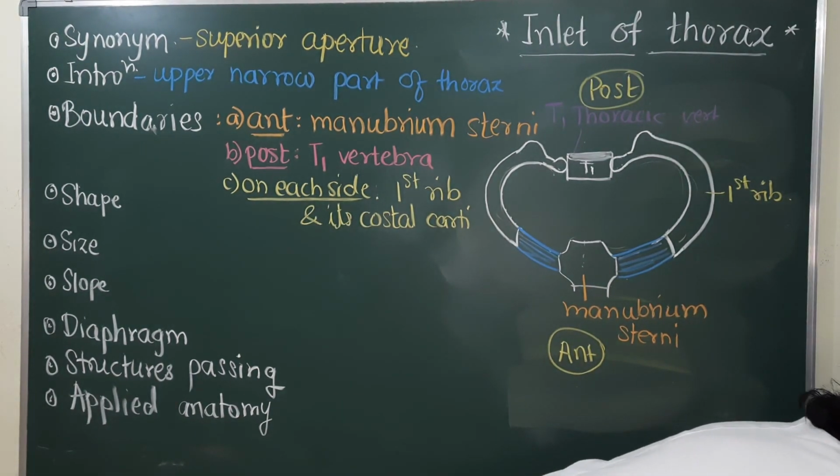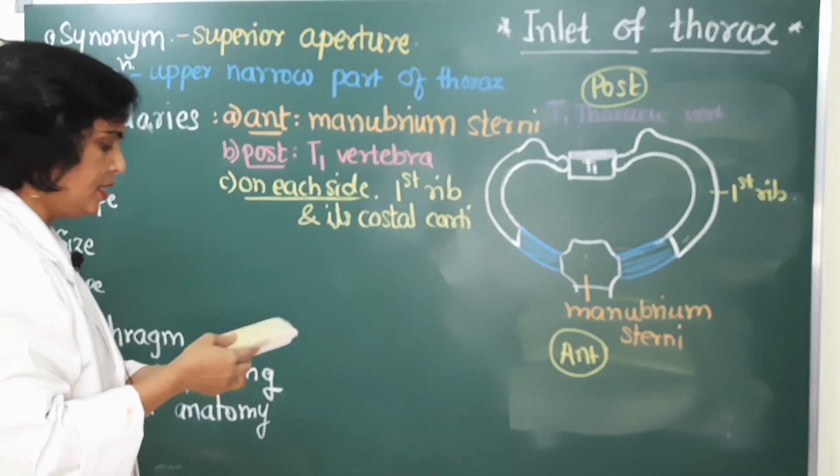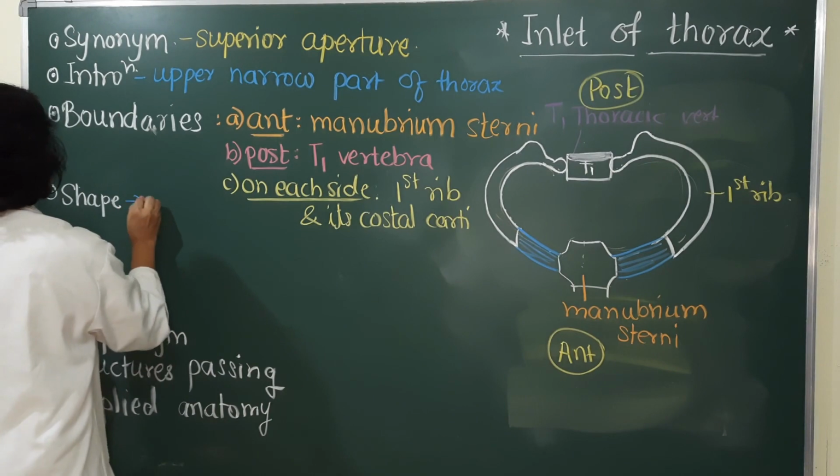Now coming to the next point, that is the shape of the thorax. The inlet of the thorax is reniform in shape.